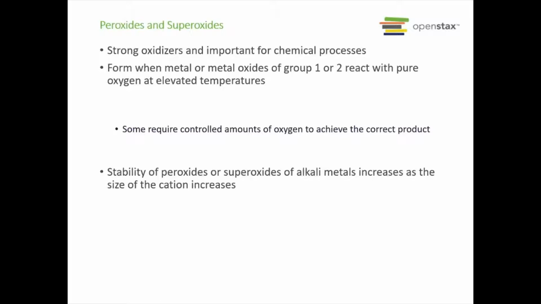So peroxides and superoxides are very strong oxidizers and are very, very important for chemical processes. We can make these when a metal or a metal oxide from group 1 or 2 reacts with pure oxygen at elevated temperatures. Sometimes you have to control the amount of oxygen to achieve the correct product. One basic example would be taking some sodium metal, reacting it with oxygen and heat, and we get sodium peroxide, Na2O2.